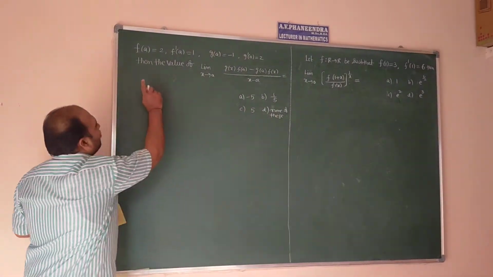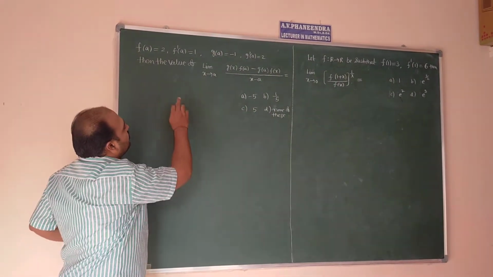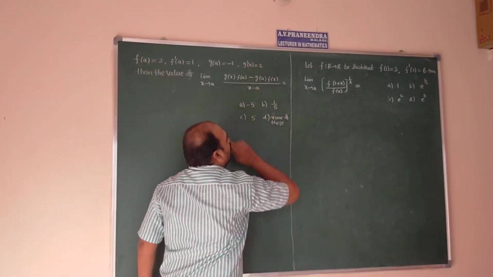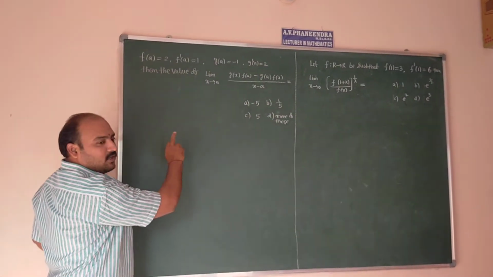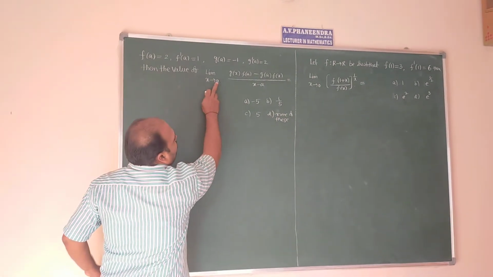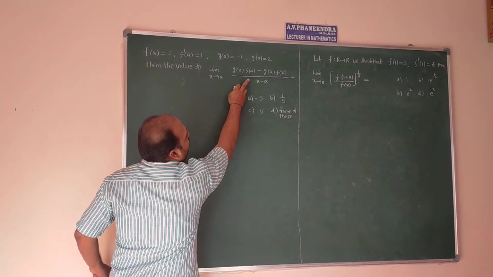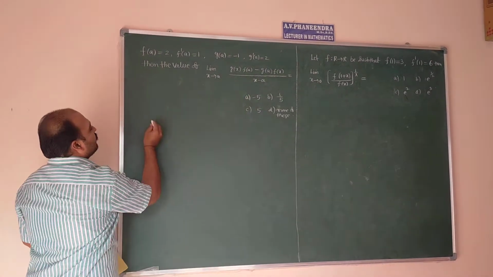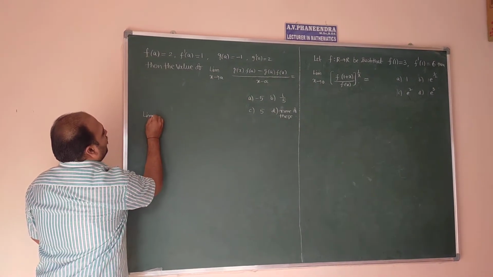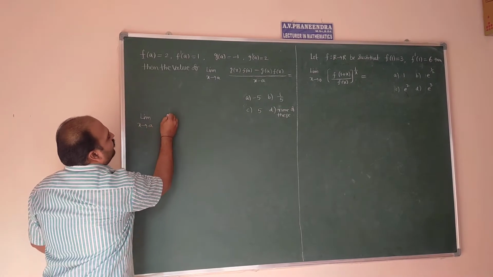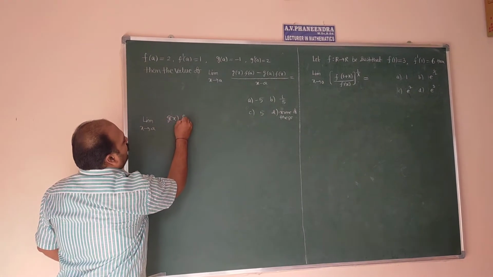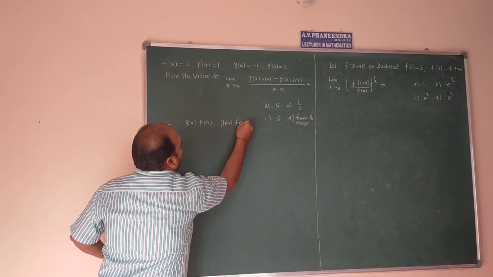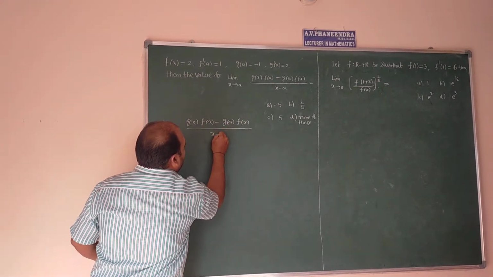First one, f of a equal to 2, f dash of a equal to 1, g of a value is minus 1 and g dash of a equal to 2. Then calculate the given limit. Limit x tends to a, g of x into f of a minus g of a into f of x divided by x minus a.